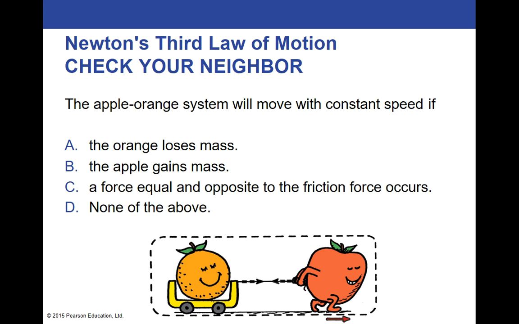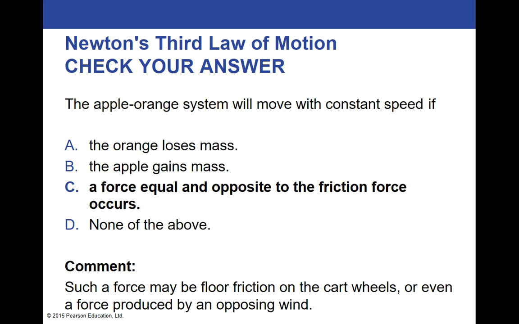So, will the apple and orange system move at constant speed if the orange loses mass, the apple gains mass, a force equal and opposite to the friction force occurs, or none of the above? The only case that the whole system, if we consider the whole system, accelerates or moves with constant speed is if there's a force equal and opposite to the friction force.